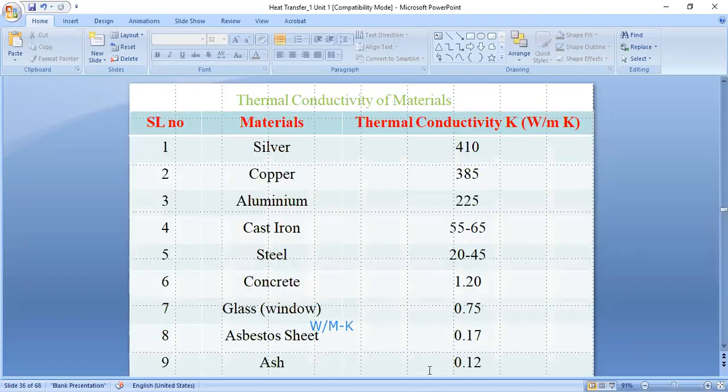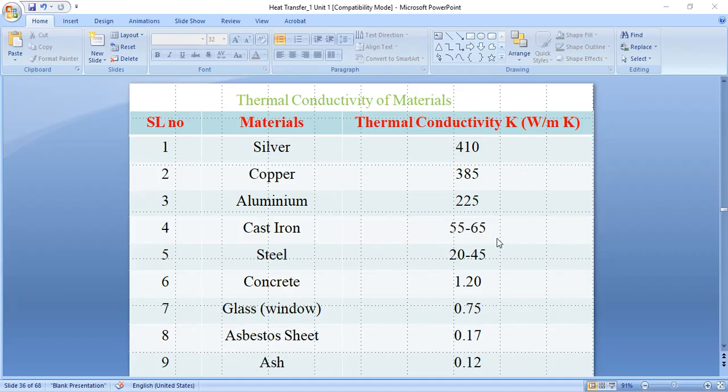See, there are different materials, thermal conductivity of materials. Especially gold has a high thermal conductivity, but from an application point of view, gold is not used. Serial number, materials. First one will be silver. Silver is equal to 410 watt per meter Kelvin. Copper 385 watt per meter Kelvin. Afterwards, aluminum you have 225 watt per meter Kelvin.